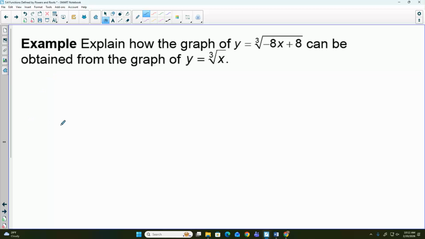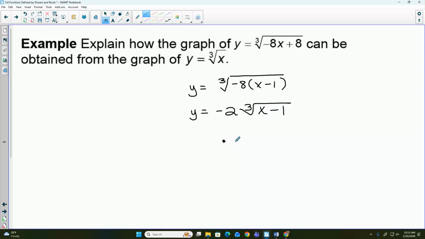So cube root, we know that's like the sideways chair. If I were trying to do transformations, I would have to simplify this. Negative 8x plus 8, what could I take out? 8 or negative 8, right? I prefer my x to be positive, so let's factor out a negative 8. Can we do the cube root of negative 8? Yes, what is the cube root of negative 8? So a negative 2 comes out, so it's negative 2 cube root of x minus 1.